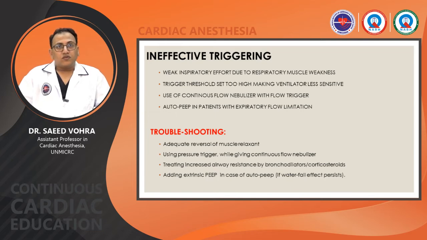Now troubleshooting, how will you troubleshoot the ineffective triggering? You can ensure an adequate reversal of the muscle relaxation. If you are using a flow nebulizer, then it is better to use a pressure trigger rather than a flow trigger. In COPD and asthma patients, you can treat the increased airway resistance with bronchodilators and corticosteroids, or if there is auto PEEP, then you can add extrinsic PEEP. Extrinsic PEEP helps in nullifying the effect of the auto PEEP.